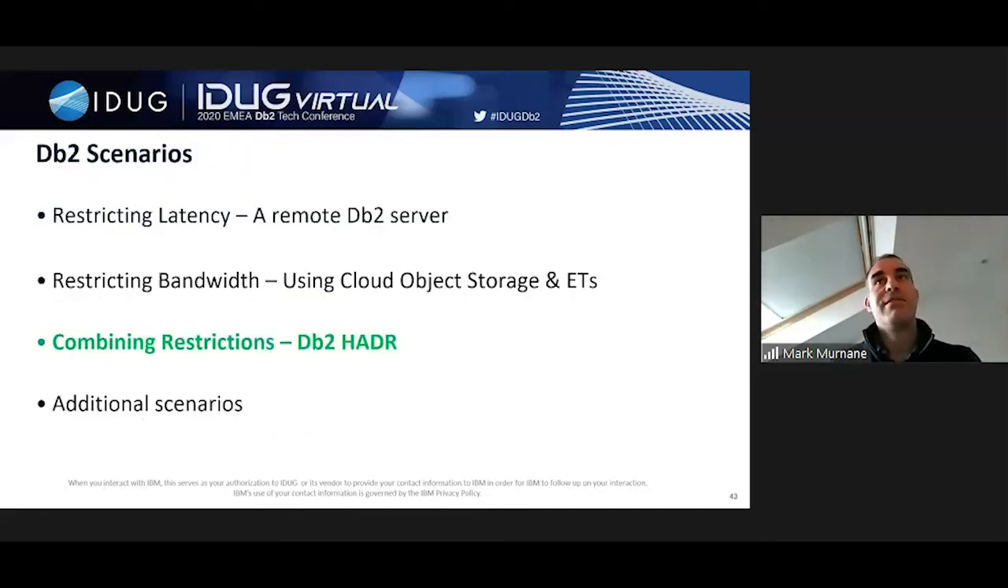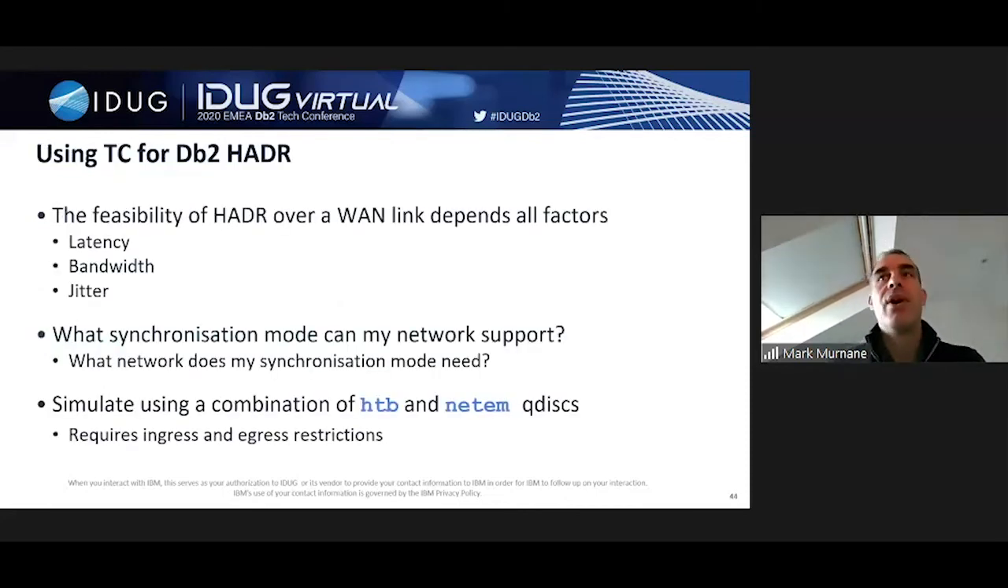So in our last scenario, we'll look at combining some restrictions, in this case Db2 HADR. As I mentioned at the beginning of this presentation, the feasibility of HADR depends on a number of factors, such as the latency and the bandwidth. We can also mention jitter in here because it impacts the latency. So when you need to simulate something like HADR, you need to combine these factors, these constraints.